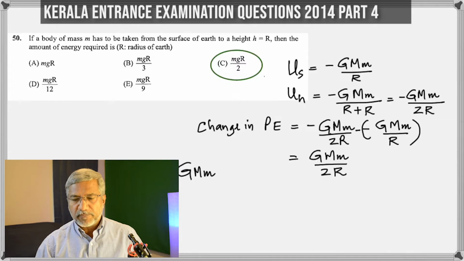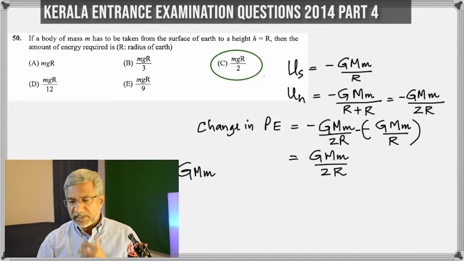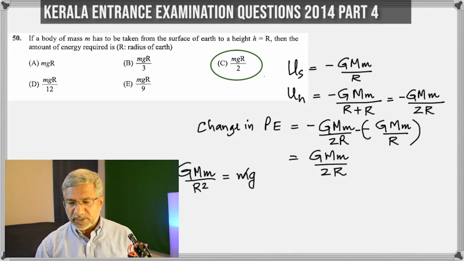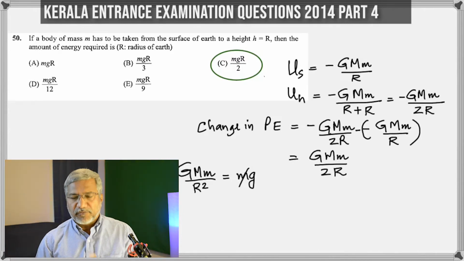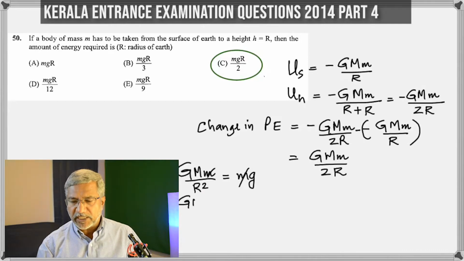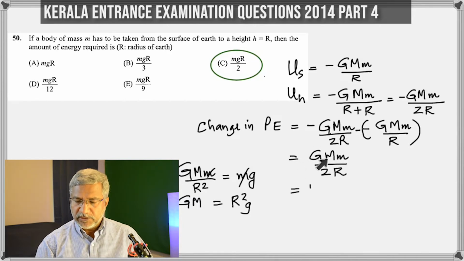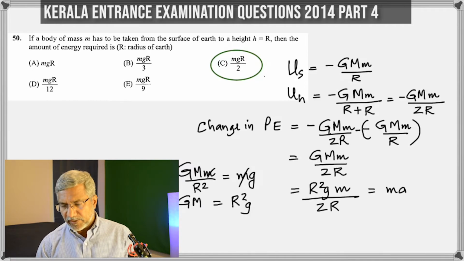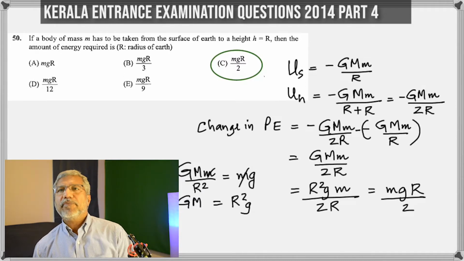So we got to substitute by using the idea that when the object is on the surface of the earth, GMm by r squared is equal to mg. Because the gravitational force can be written in two ways. It's either GMm by r squared or mg. So from there, we can cancel out the mass and you get GM is equal to r squared g, which we can substitute now here in place of GM. We will substitute as what? R squared g. So r squared gm by 2r, and that will give us mgr by 2. That's how we get the answer to that question. Okay?